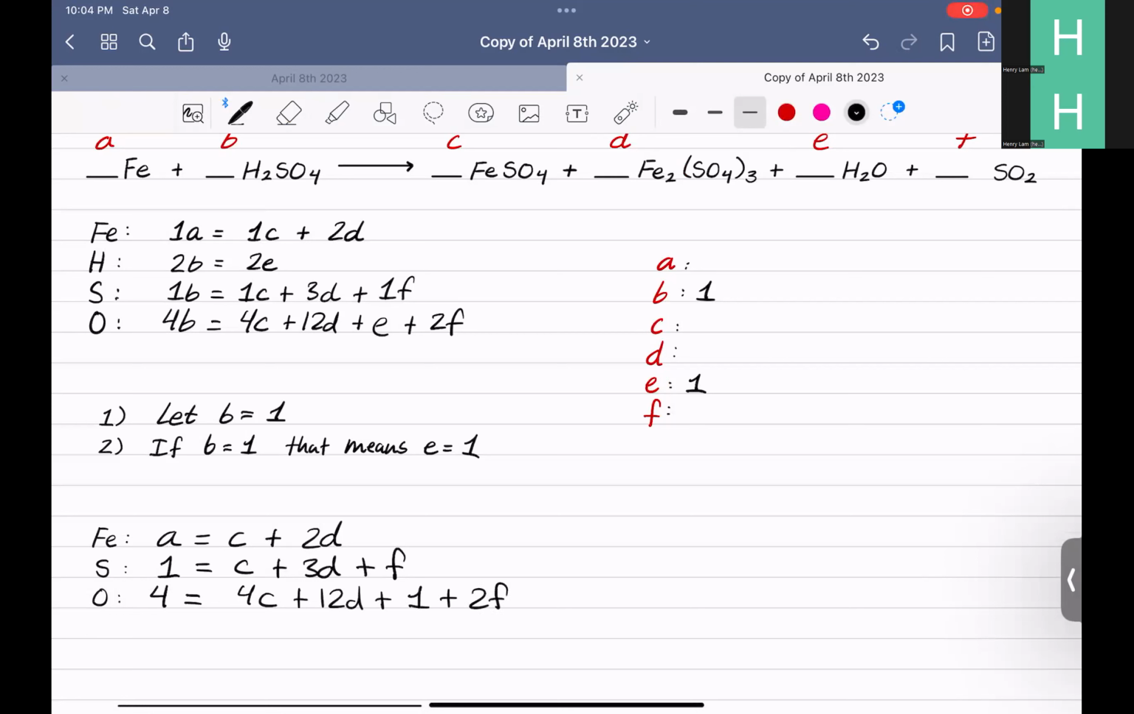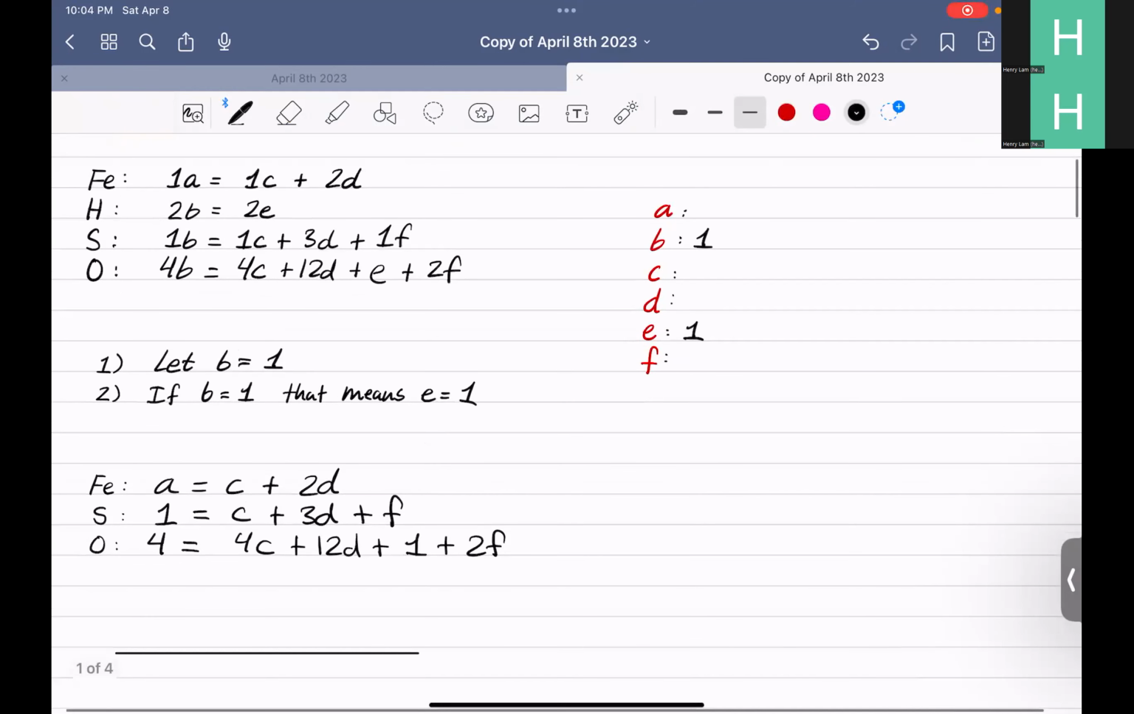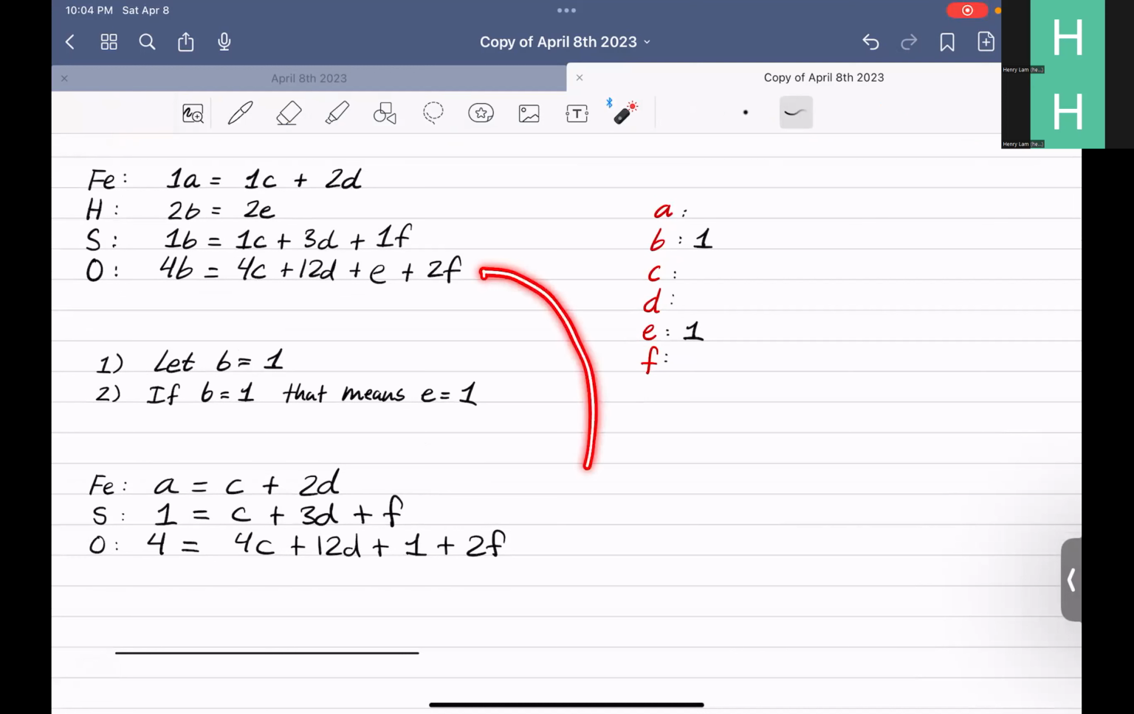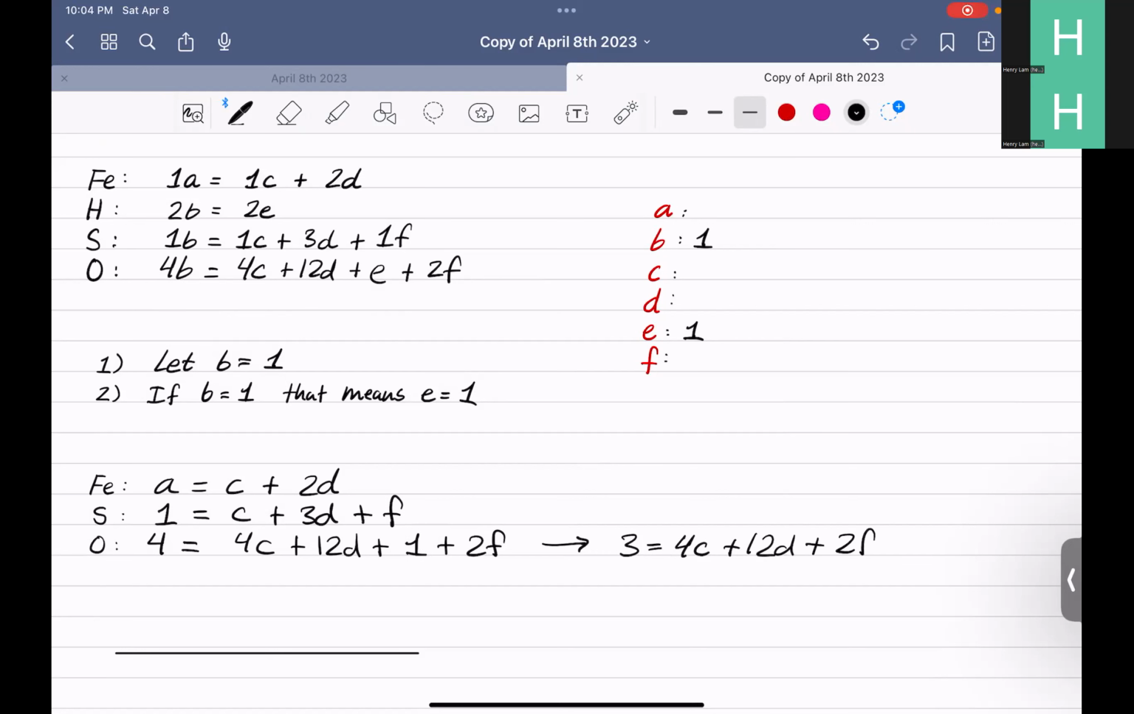Okay, so if you look at this equation, how did I get from here to here? That's the question. What I essentially did was I plugged in E is equal to 1 into this position, and B is equal to 1 in this position. So what we'll get is a 4, and we'll get a 1. But I can simplify this further. I can make it look a lot nicer: 3 is equal to 4C plus 12D plus 2F.